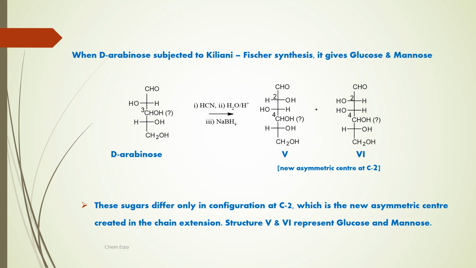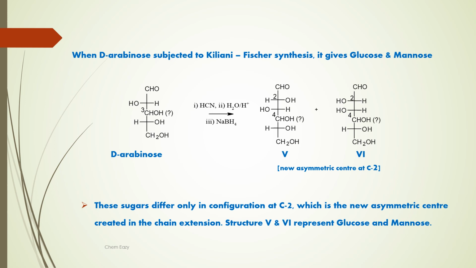When D-arabinose is subjected to Kiliani-Fischer synthesis, it gives glucose and mannose. You can see the reaction. It's a chain extension reaction, that is, D-arabinose with 5 carbon atoms produces glucose and mannose with 6 carbon atoms by producing one new asymmetric center at carbon 2 of glucose and mannose.